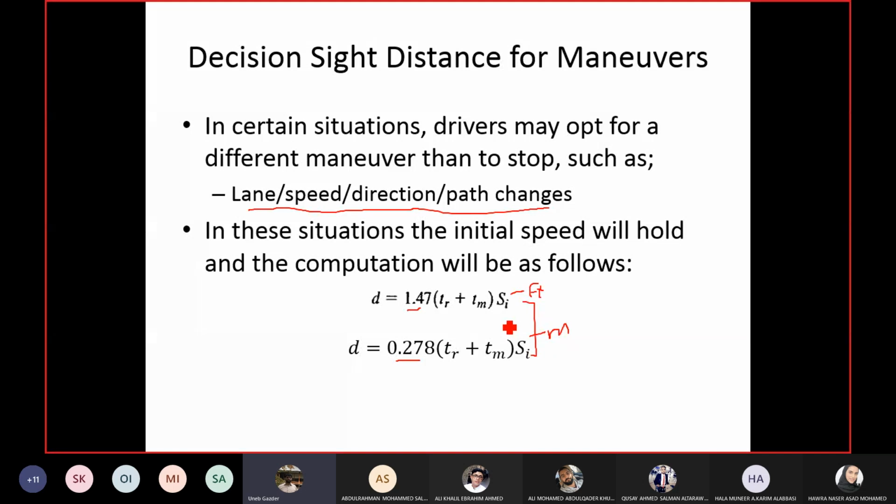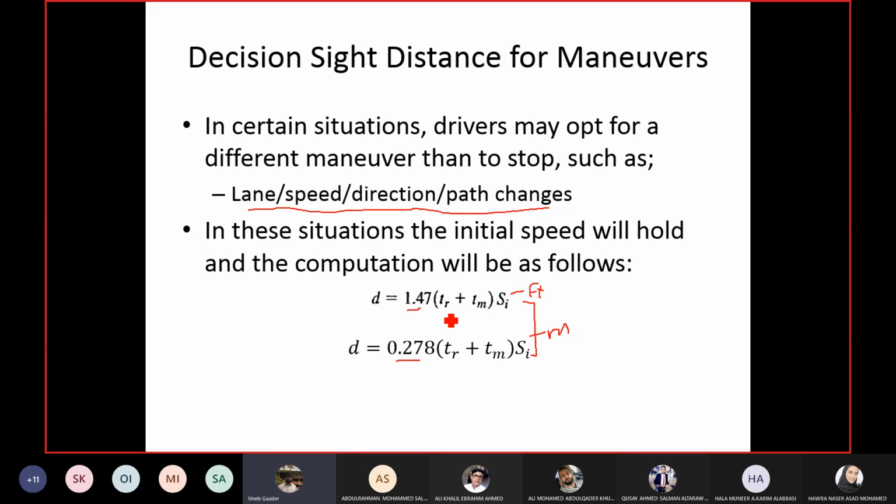SI is the initial speed of the driver. TR is the reaction time. So for that, we will go to the table which I showed you previously, the reaction time for avoidance, like doing other actions because of avoidance. TR values are given as recommended by AASHTO. And then we have TM as well. What is TM? TM is the maneuver time. After you complete your perception reaction process, the time taken by the vehicle to complete your action, complete your maneuver, is TM.